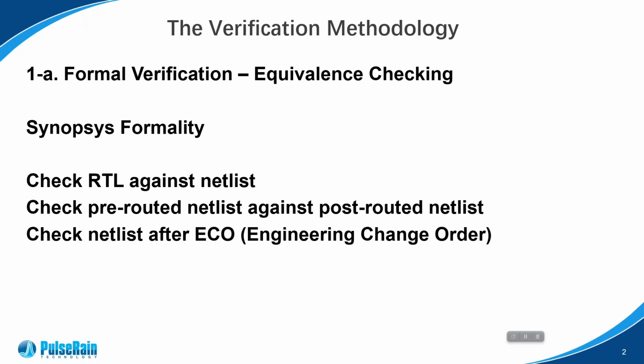For the equivalence checking, it can be used to check an RTL against a netlist to see if they are identical, or it can check a netlist before route and after route to see if they are identical, or it can be used to validate that the netlist is still valid after an ECO is applied. A typical tool for this is Synopsys Formality, which does the job for equivalence checking.